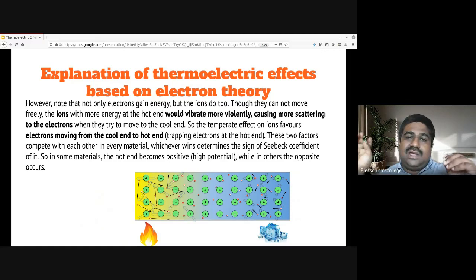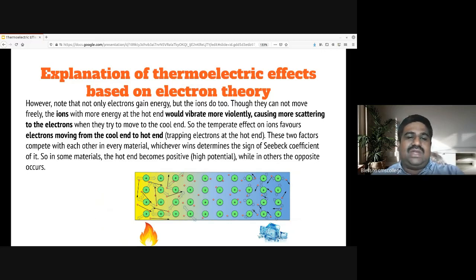That means the electrons in the colder region will start moving from the colder region to the hotter region. Even though the electrons in the hotter region have higher energy, they are scattered by the ions, so they cannot move to the colder region. So electrons will start moving from the colder region to the hotter region, and the hotter region becomes negatively charged, or the colder region becomes positively charged. So these two factors compete with each other in every material, and whichever wins determines the sign of the Seebeck coefficient. In some materials the hot end becomes positive, while in others the hot end becomes negative.